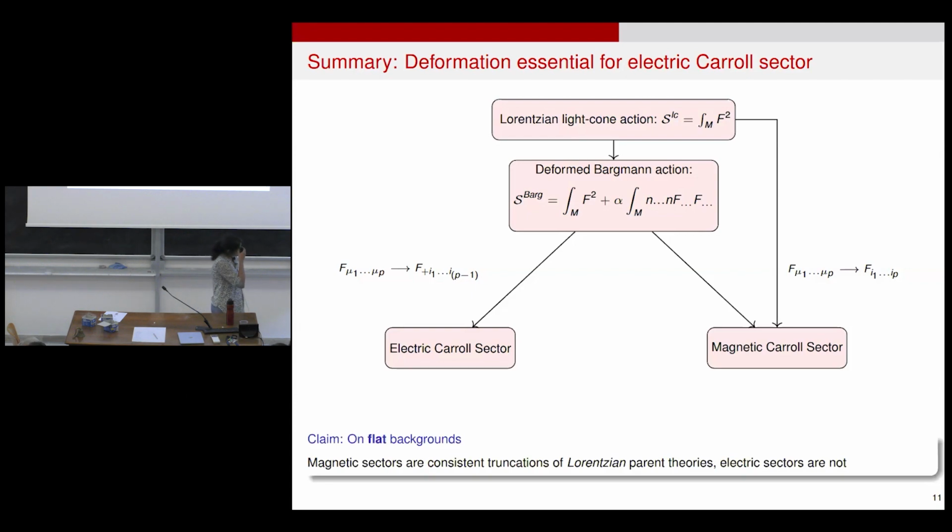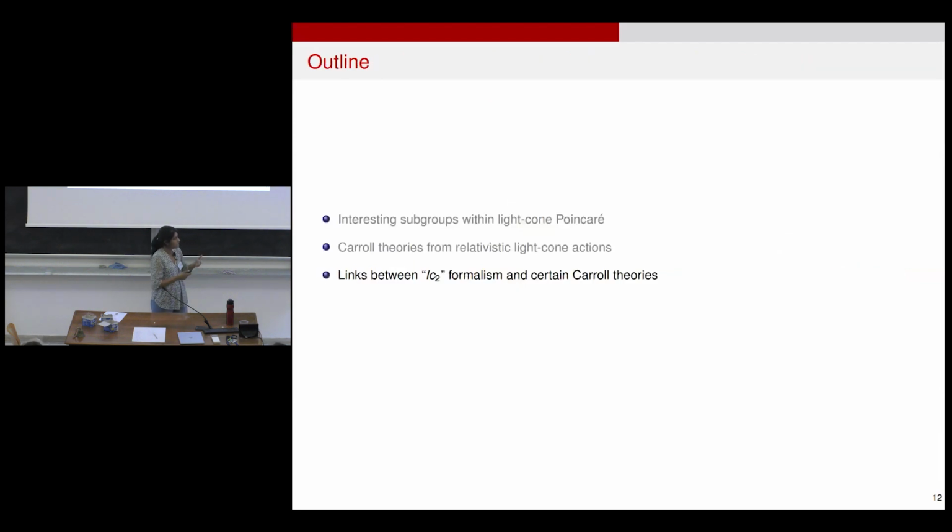So here we are going to claim that on flat backgrounds at least, the magnetic Carroll sector are consistent truncations of the Lorentzian theory. So for this, of course, both are consistent truncations, but for the Lorentzian case, it's only the magnetic Carroll part which is a consistent truncation. Now, we typically talk about consistent truncations in supergravity theories or Kaluza-Klein, where we do a dimensional reduction.